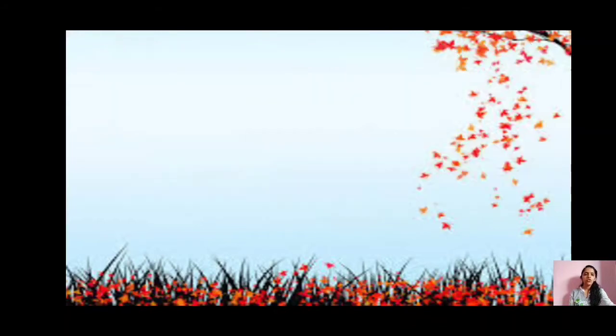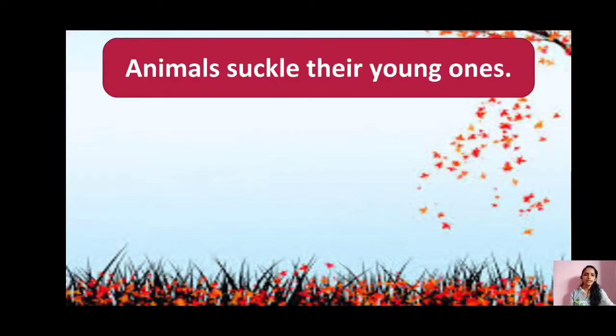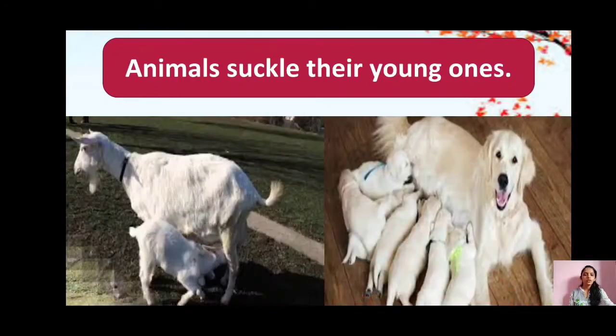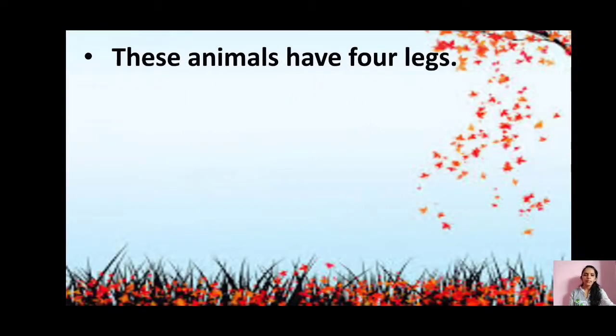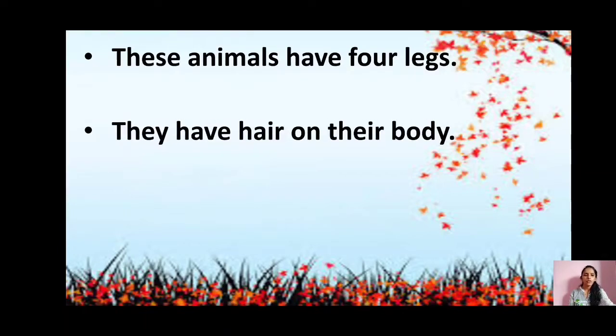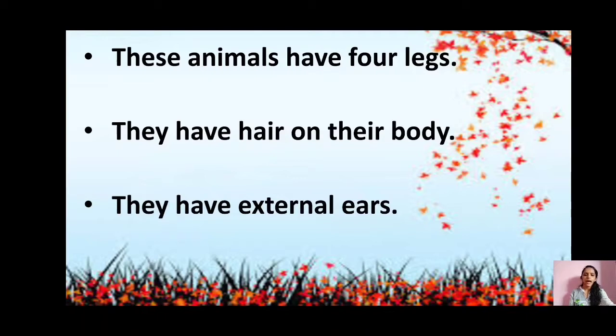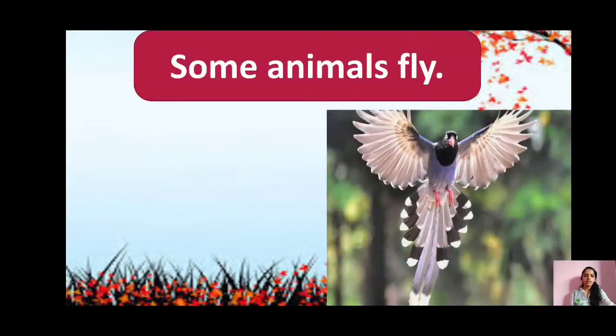Children, now let us see the animals that suckle their young ones. The young ones of the animals like the cow, dog, goat, rat feed on their mother's milk. These animals have 4 legs. They have hair on their body. They have external ears.